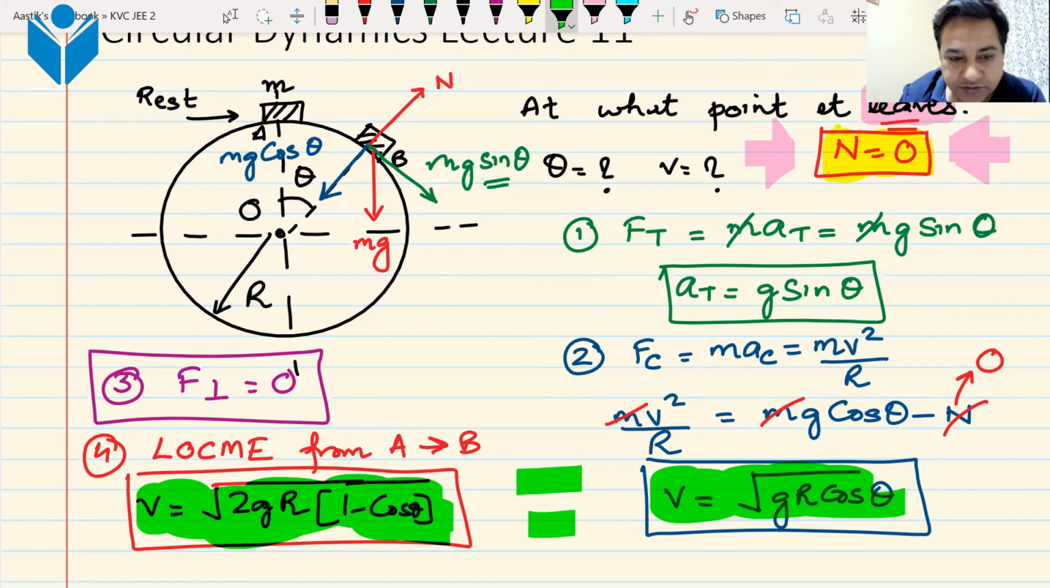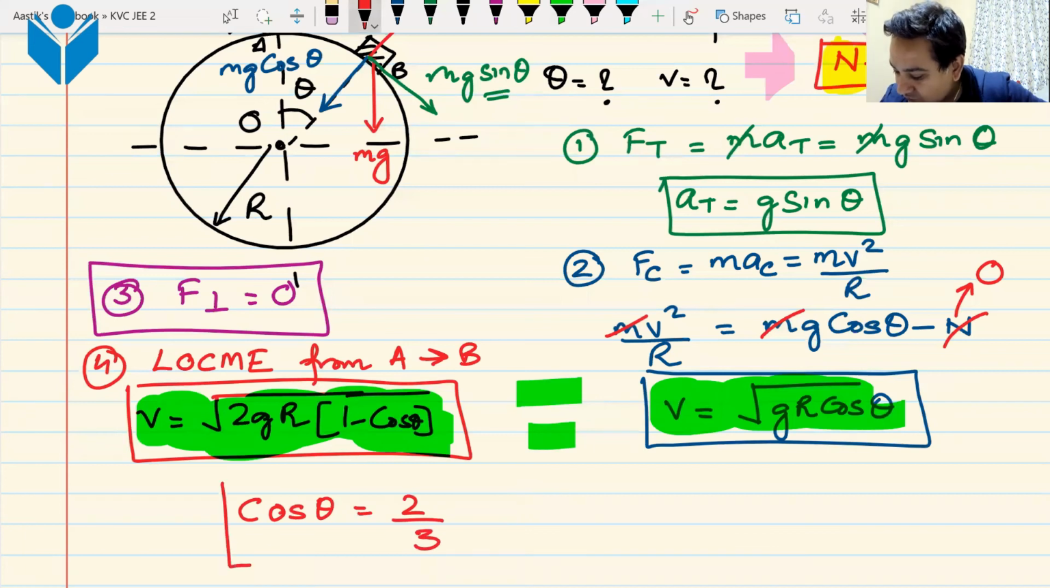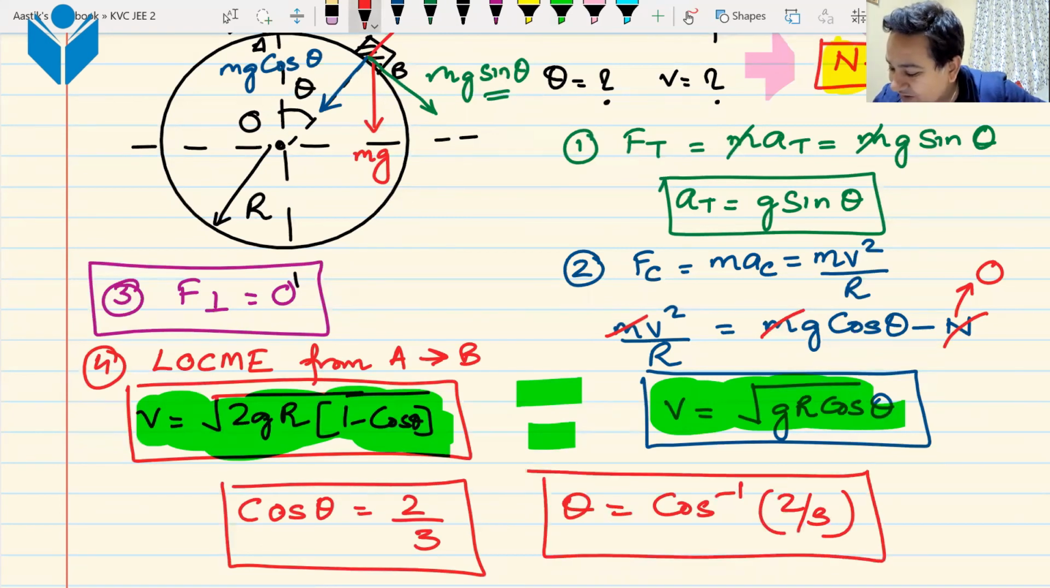Time is running out very fast. What is the inverse value of this, 2 by 3? Yes, cos inverse 2 by 3. The value of that angle, cos of this theta, will come out to be 2 by 3, or theta will come out to be cos inverse 2 by 3. This is the angle at which it has to leave the circular track.